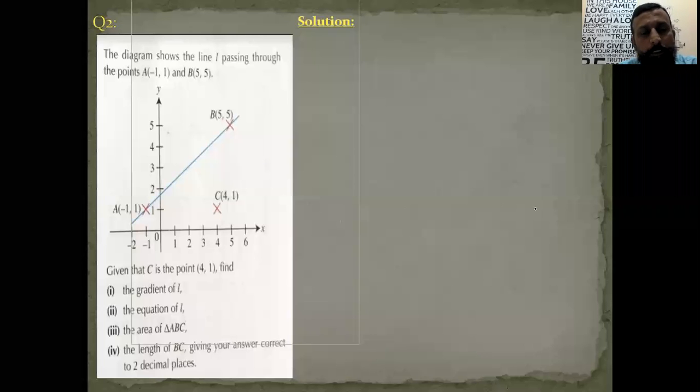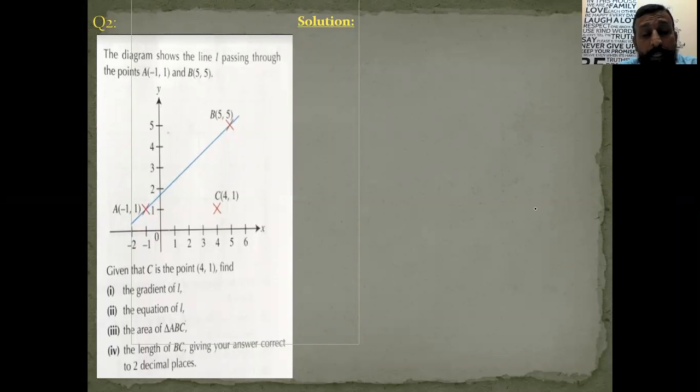So dear students, this is another question. The diagram shows line L passing through the points A(-1, 1) and B(5, 5). So in the diagram, they are showing us two points A and B. And given that there is another point C(4, 1) that is also visible in the diagram, find the gradient of the line L. What is line L? Line L is passing through the points A and B.